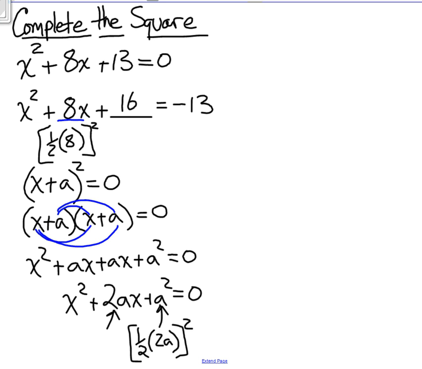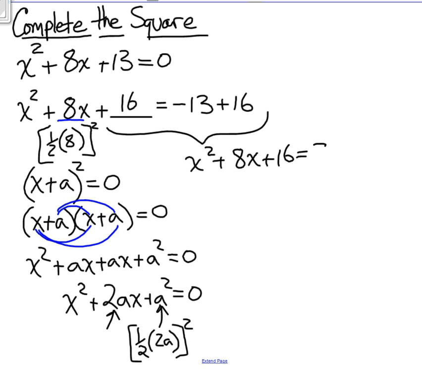Now, we need to add 16 to both sides. In which case, what we have here is x squared plus 8x plus 16 equals 3. The whole reason we made room for this plus 16, which is called completing the square, was because this is now equal to (x plus 4) squared. And that's equal to 3.